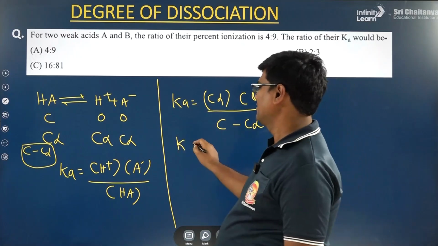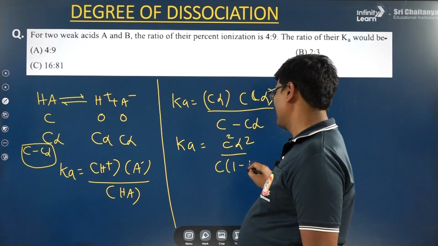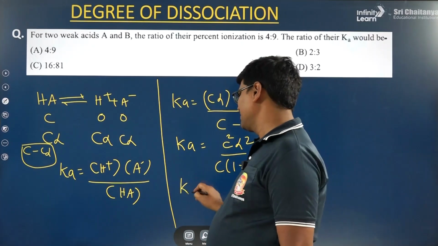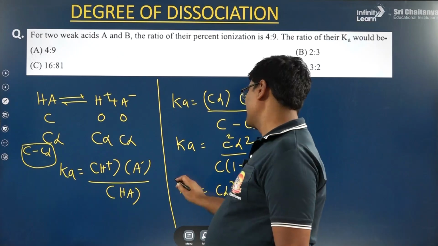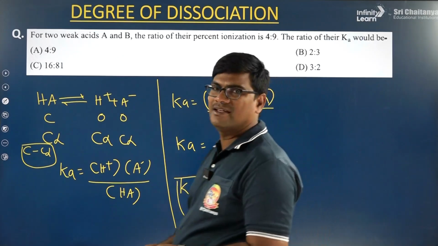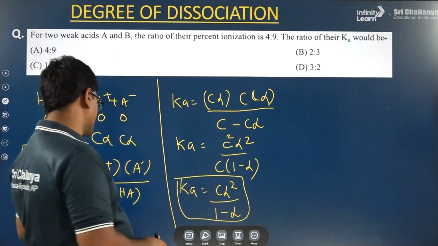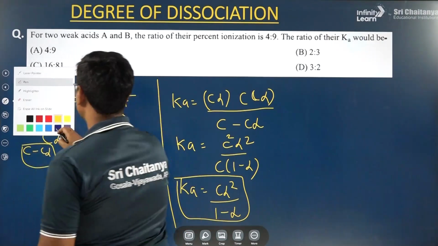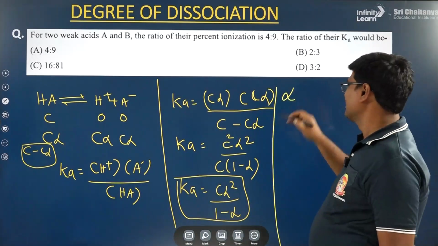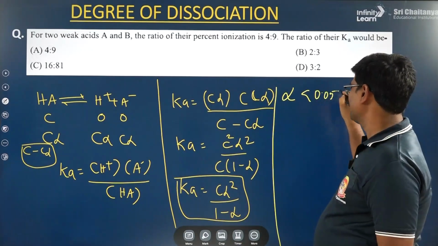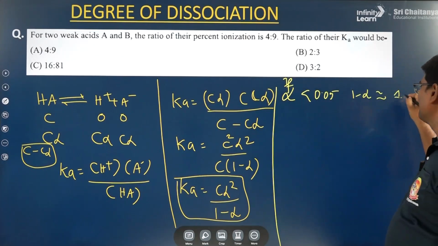So, that Ka now is C square alpha square over C square. If you take C common, it will become 1 minus alpha. C will be cancelled. Finally, we get an expression for Ka: C alpha square divided by 1 minus alpha. Generally, alpha is neglected if its value is less than 0.05. If alpha is less than 0.05, then we neglect the alpha value. 1 minus alpha is taken to be 1.